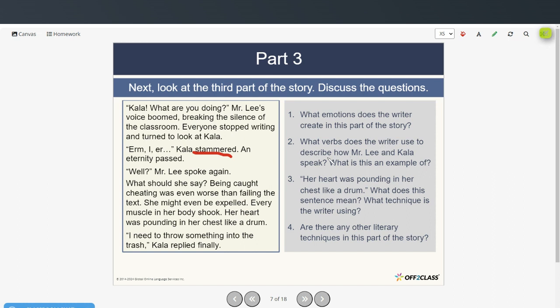And what verbs does the writer use to describe how Mr. Lee and Kayla speak? So Mr. Lee's voice boomed, and that would be an example of onomatopoeia because a boom is something very loud and forceful. And if he shouts at her, what are you doing? So that would be a booming voice. And then she stammered. So again, onomatopoeia. When you stammer, these are kind of sounds that a stammer actually sounds like.